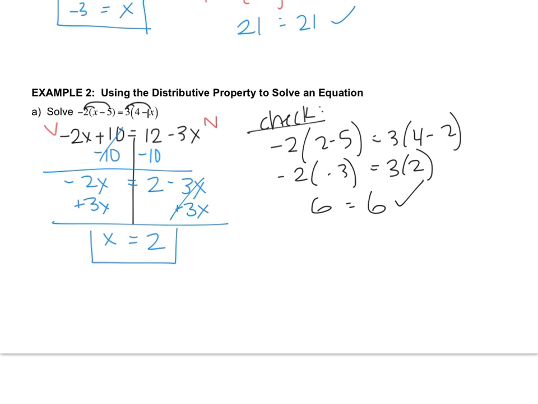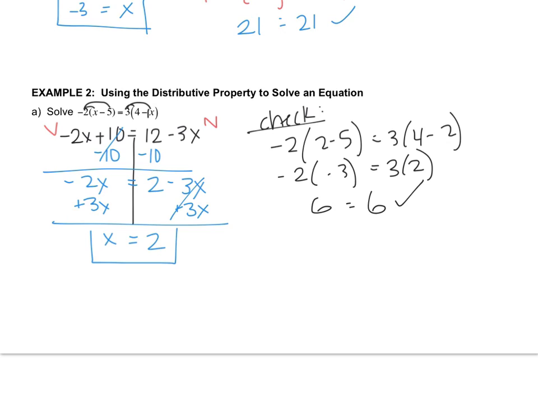All right, so here's the check. Hopefully yours looks like mine. And remember, in a check, you're not doing inverses or distributive property, you're just doing regular order of operations. So parentheses comes first, then comes multiplication, and I got 6 on both sides. So I know that my answer of 2 was correct.